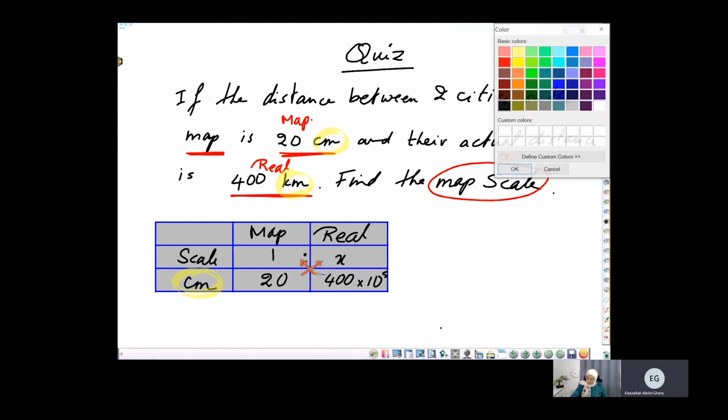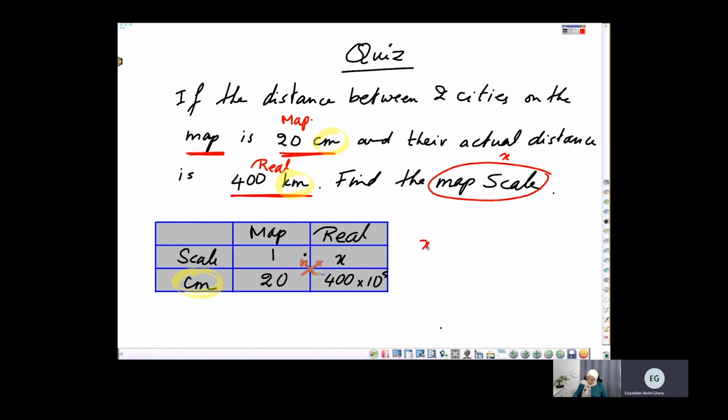How to calculate it? X equals a long dash, and we divide by the number connected to X. What is the number connected to X? It is 20. And what shall I write up? 1. Shall we write the 1? No, it's useless in multiplication. So it is 400 multiplied by 10 to the power of 5.